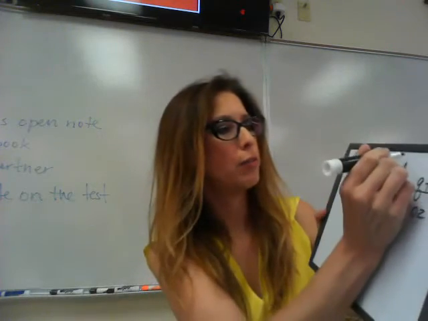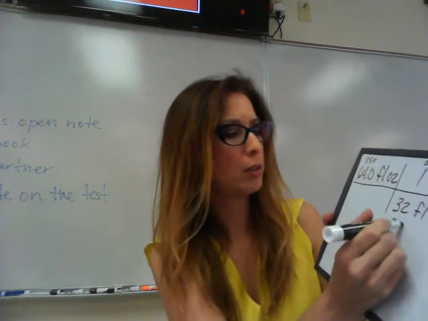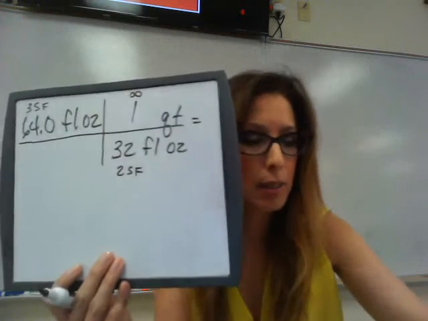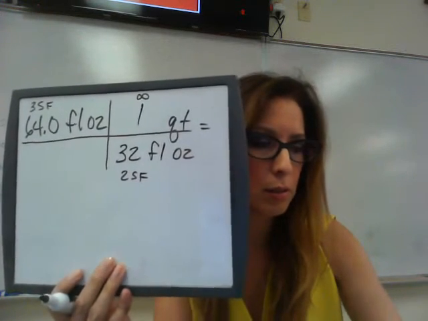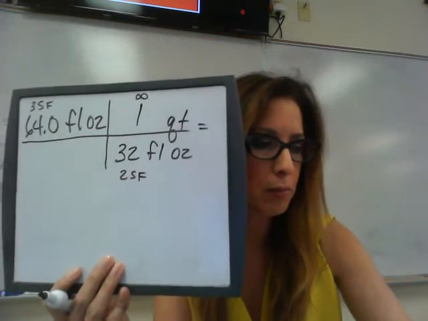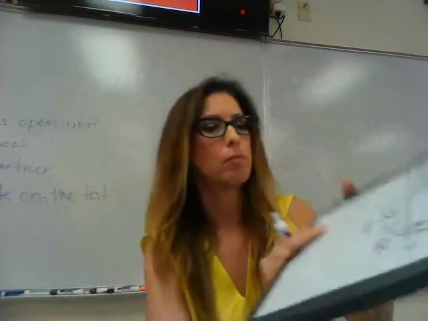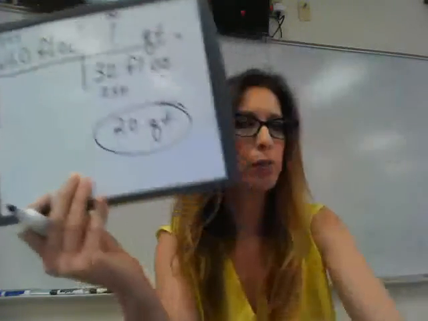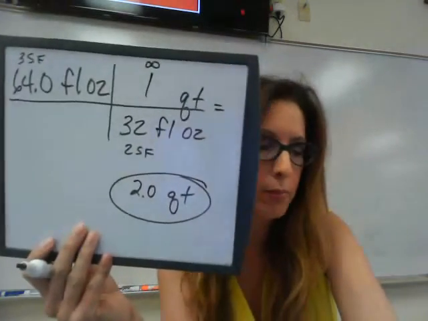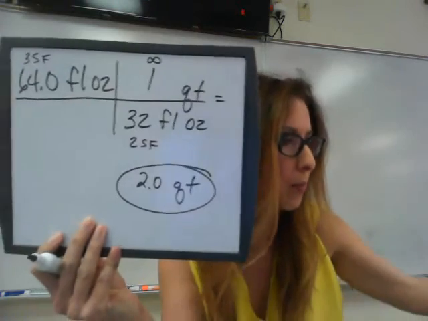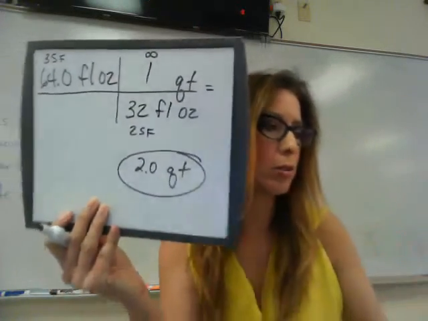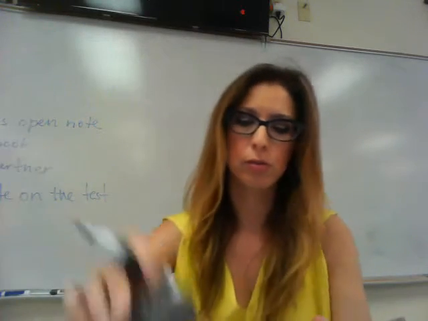Number 1 has infinite sig figs. 32 has 2 sig figs, okay? So here what you're going to do is divide 64 divided by 32 is 2. The answer is going to be 2.0 quarts because that's 2 significant figures.